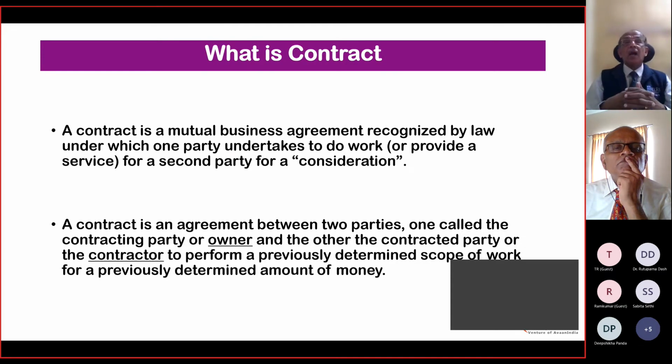Okay, so I have a question for everyone. Is a contract the same as a purchase order? Is a contract the same as a purchase order? And what is the difference between the two?